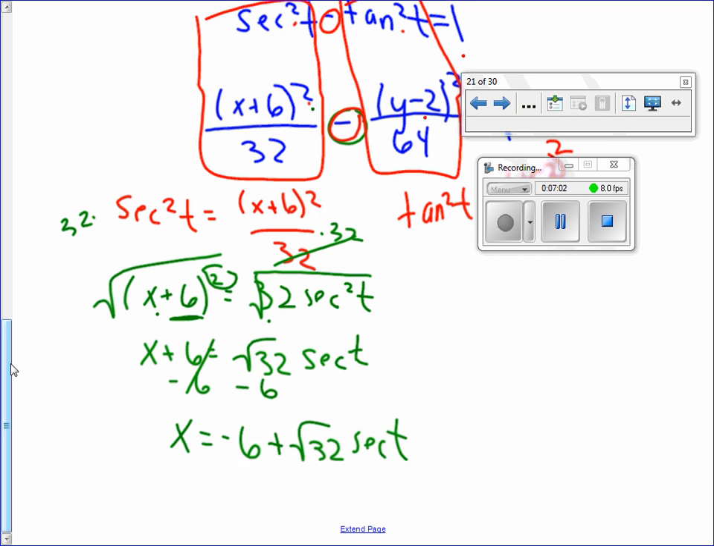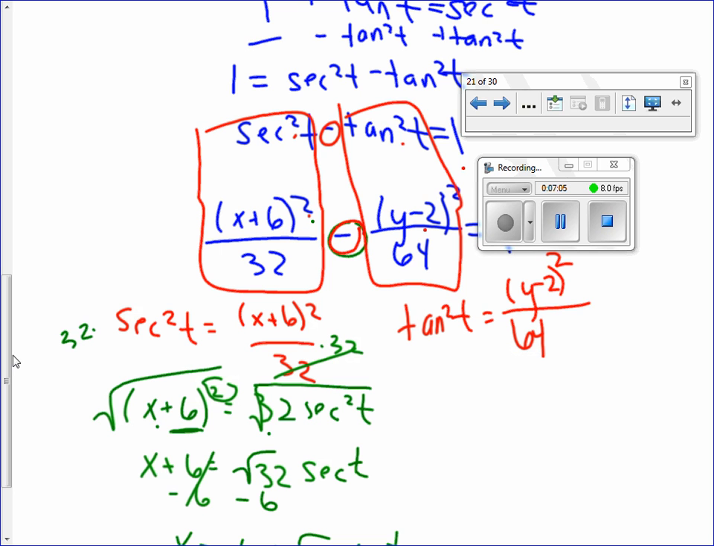Now for the y equation, we're going to do the same steps. We're going to start by multiplying both sides by 64 because that's the denominator. So we have (y minus 2) quantity squared equals 64 tangent squared t.